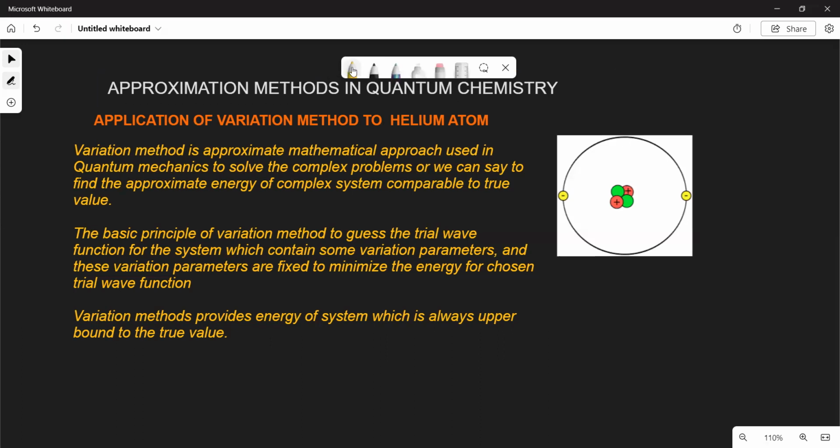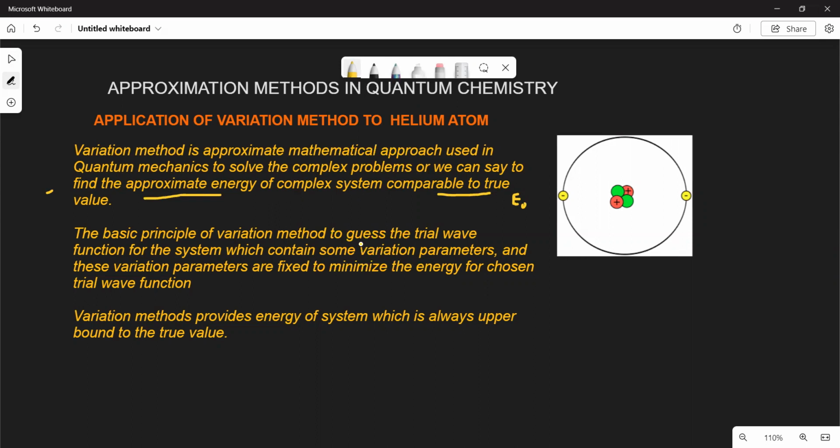So the variation method is an approximate mathematical approach which is used to solve complex problems, or we can say which is used to find the approximate energy values of a complex system comparable to the true value. The true value is denoted by E naught. Now, what is the basic principle of the variation method?